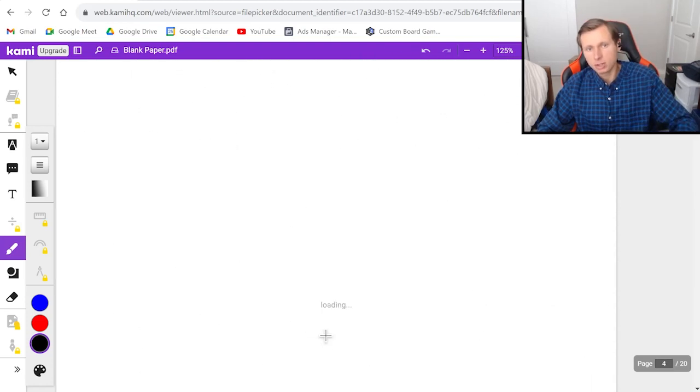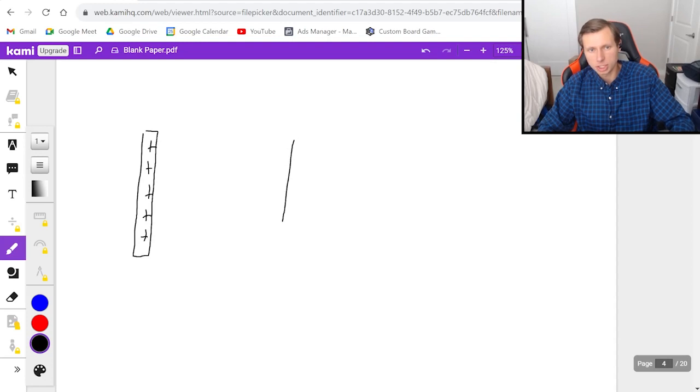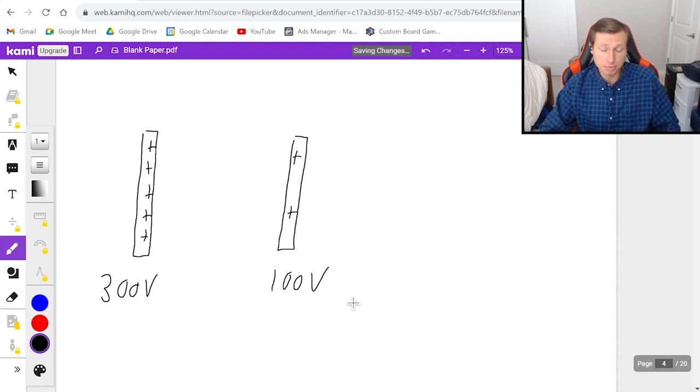And by the way, if I looked at another example, like let's say both plates were positive, but one plate was just more positive than the other, then one thing we could even say is if the difference is 200 volts, this side could be 300 volts and this side could be 100 volts for its potential. And that's perfectly fine too.